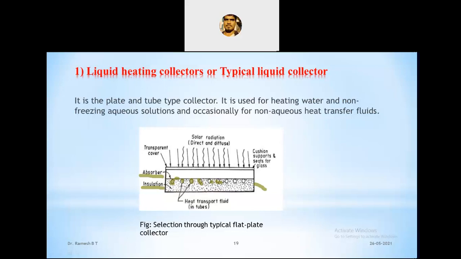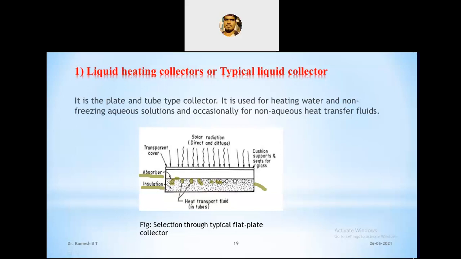Through these tubes, the heat absorbing media, which is water, is circulated. This media will absorb the heat from the plate and tubes and trap it, and that increases the temperature. The media absorbs the heat from the plate and then the tube, and its temperature increases. This is how solar energy is collected.